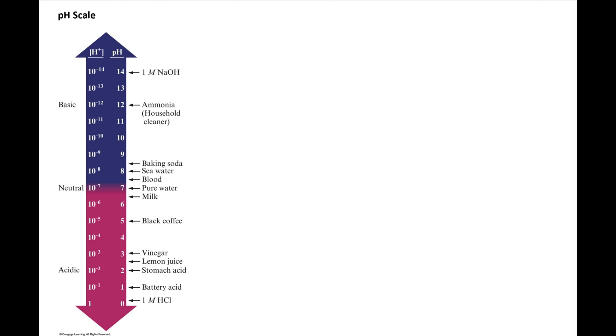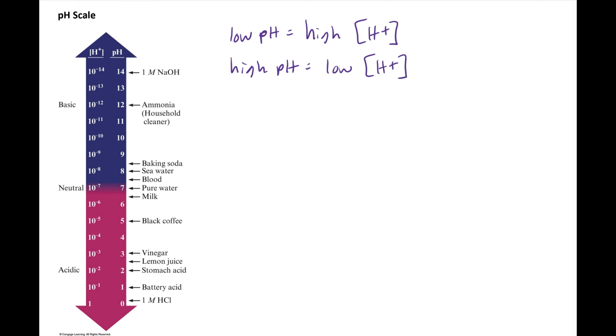The pH scale is our way of communicating how acidic or basic a solution is. Low pH equals a high concentration of hydrogen, and a high pH equals a low concentration of hydrogen ions. And that's because pH is equal to the negative log of the concentration of hydrogen ions. Okay, so the more hydrogen ions present, the more acidic the solution.